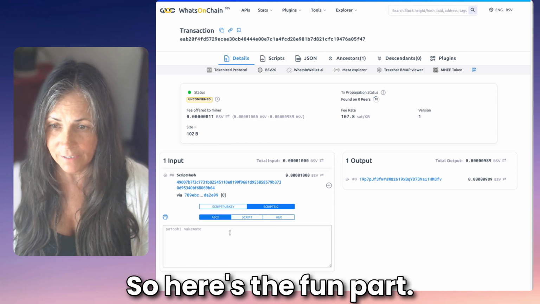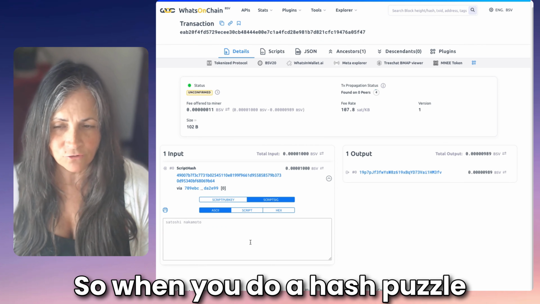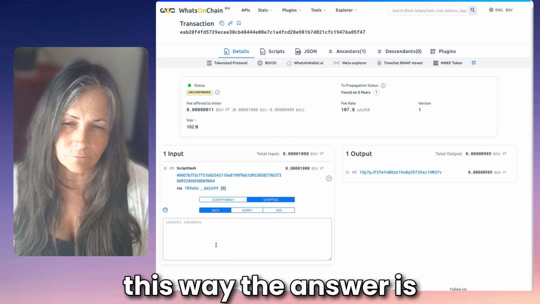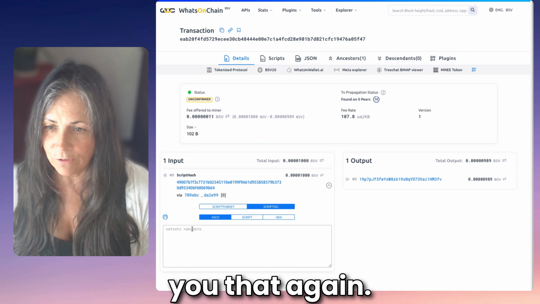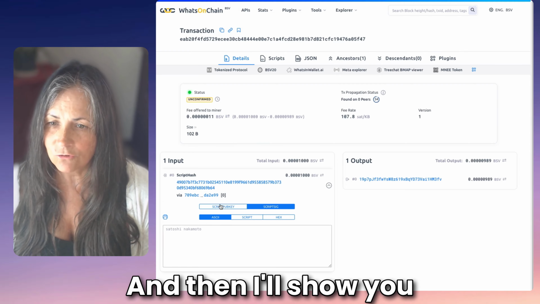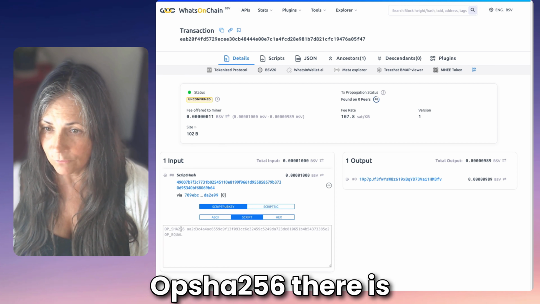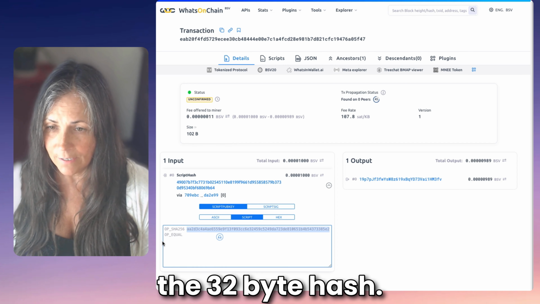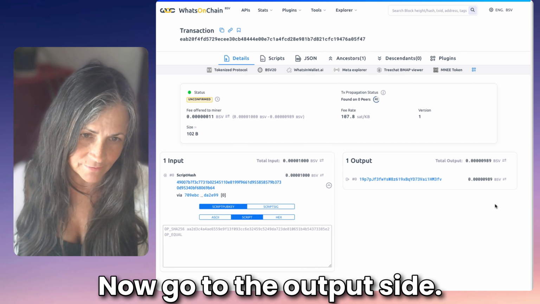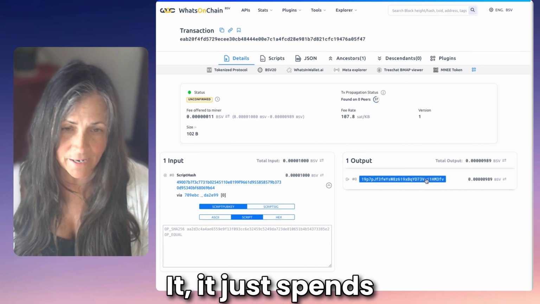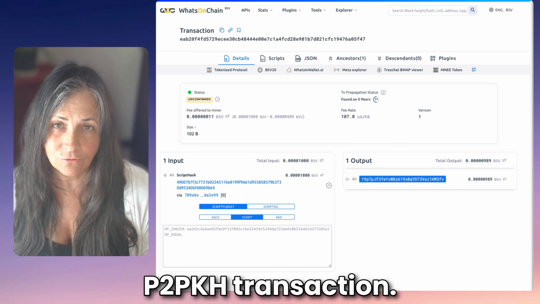So here's the fun part. See Satoshi Nakamoto, it's right in there. So when you do a hash puzzle this way, the answer is revealed as soon as you write the claim transaction. So just showing you that again, Satoshi Nakamoto. And then I'll show you the locking script just so you see it in here too. OP_SHA256. There is the 32-byte hash, and here is OP_EQUAL. Now go to the output side, and this is really simple. It just spends to my address, a classic P2PKH transaction.